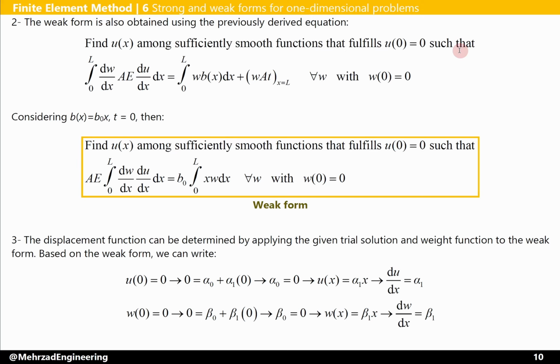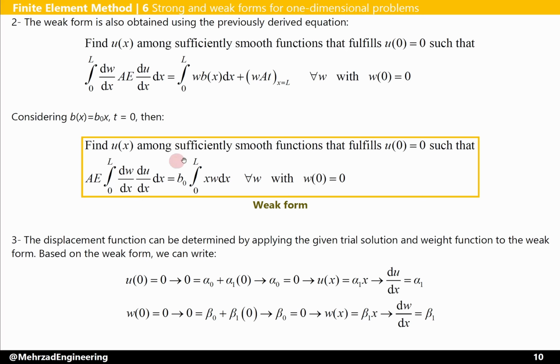The second step is finding the weak form. And we want to use the weak form we have found earlier. This is the weak form statement. Find u of x among sufficiently smooth functions that fulfills u of 0 equal to 0 such that this equation is fulfilled for all weight functions w with w of 0 equal to 0. So we're considering b of x as b0 times x and traction equal to 0 at the end of the bar. And now we can restate the weak form and tailor it specific to our problem.